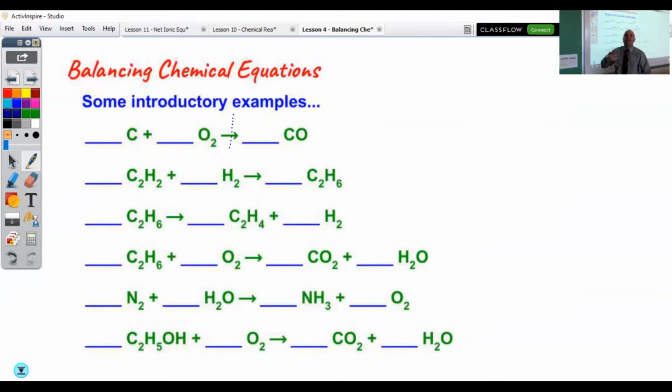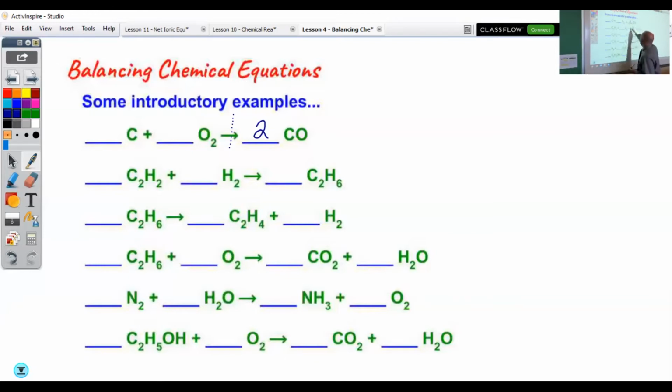Now, what you cannot do is add a subscript. So what I can't do is say, oh, I need 2 oxygens over here, so I'll just put a 2 here. You're not allowed to do that because that changes the compound that you're talking about. So instead, what you have to do to get 2 oxygens on the right side is to put a 2 as a coefficient. Now, the problem with balancing equations and what makes it so challenging is you have to constantly kind of bounce back and forth between the reactant and product sides.